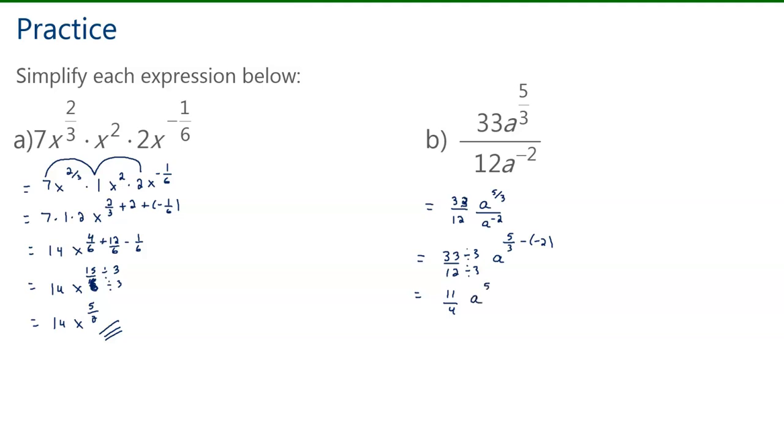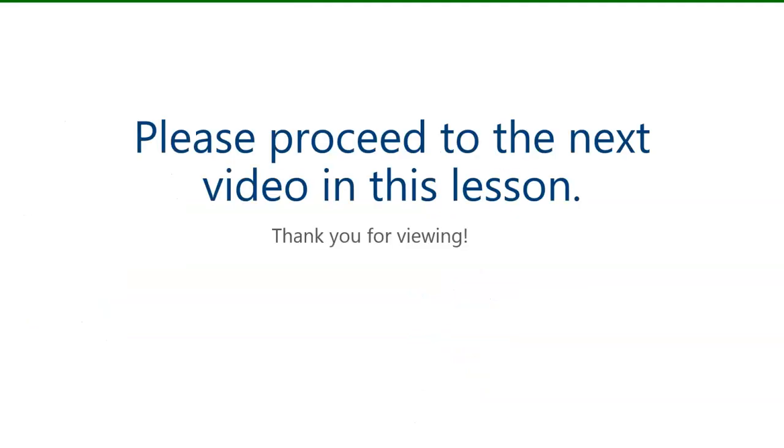It'll be a to the 5 over 3 plus 2. So now we need to get a common denominator for my exponents. So that's 11 over 4, and that will be a. The common denominator is 6. So that's 10 over 6 plus 12 over 6. And 11 over 4, we will get a to the 22 over 6. And that can be simplified. So that's 11 over 4, and 22 over 6 can be simplified as 11 all over 3. And that's my final answer. Please proceed to the next video in this lesson, and thank you for viewing.